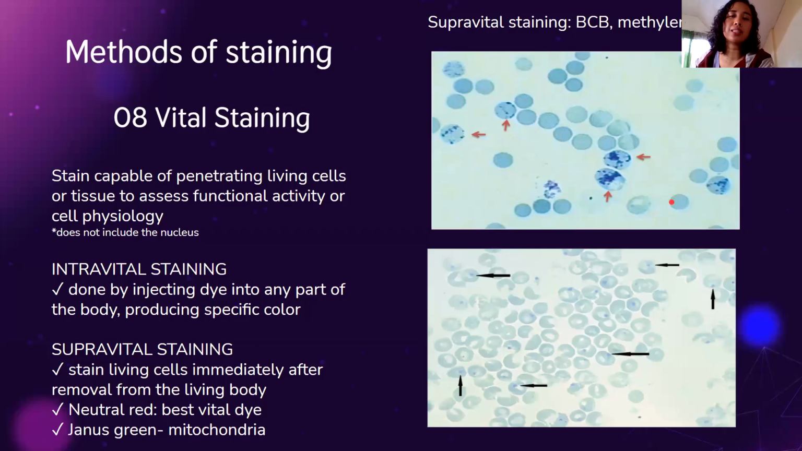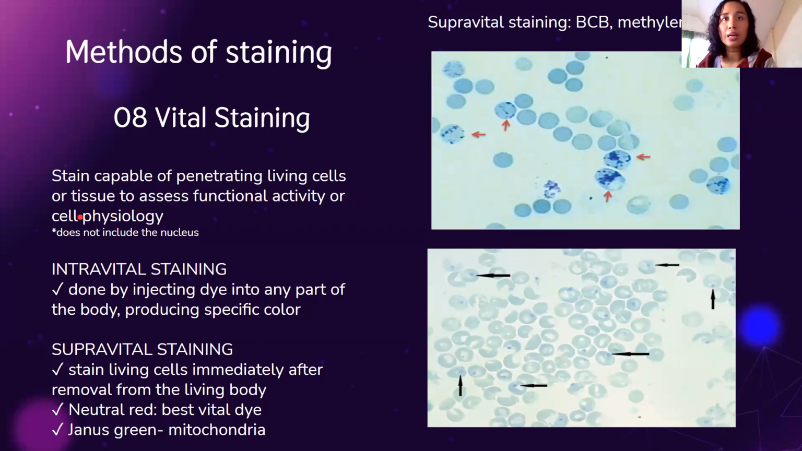Next is vital staining. Vital staining, guys, has the capability of penetrating living cells without killing them. Therefore, guys, vital staining does not reach the nucleus, because if the stain reaches the nucleus, the cell will die. So it is capable of penetrating living cells to assess functional activity and cell physiology.